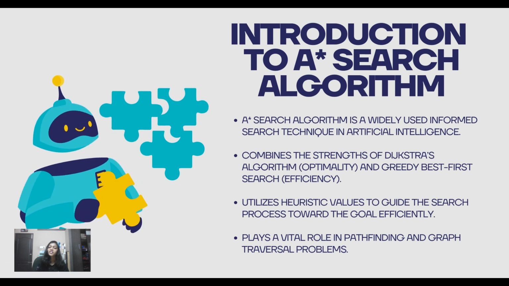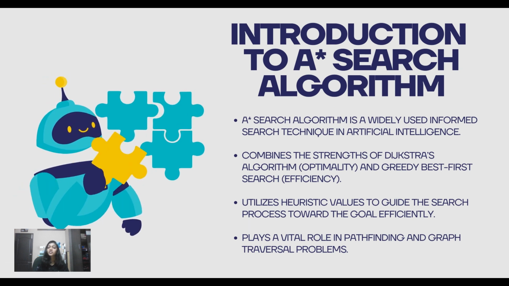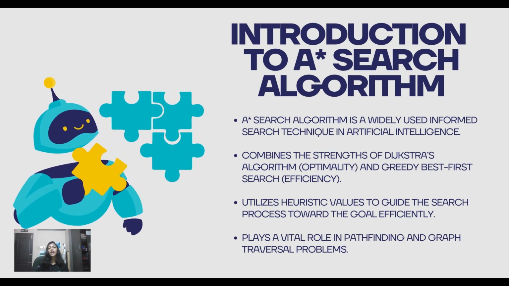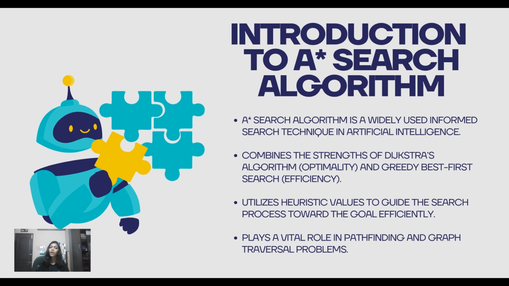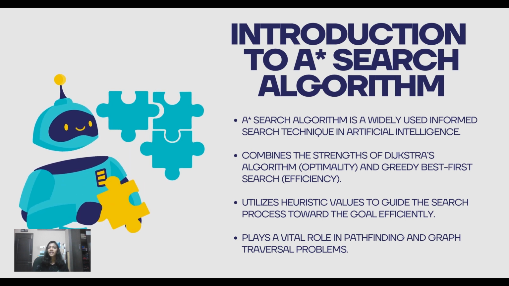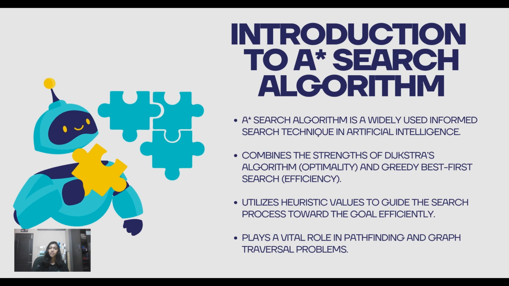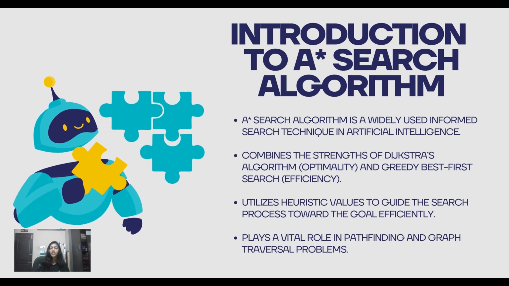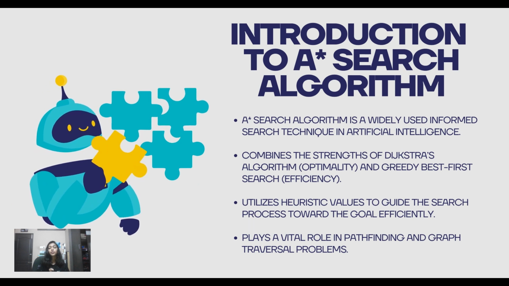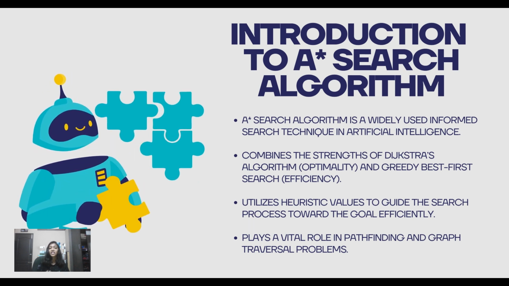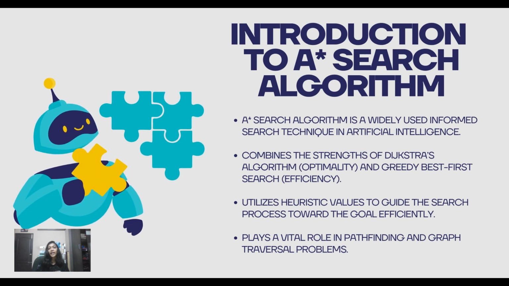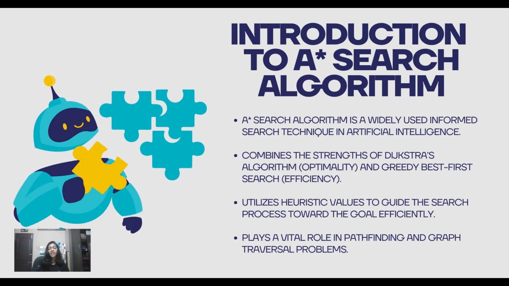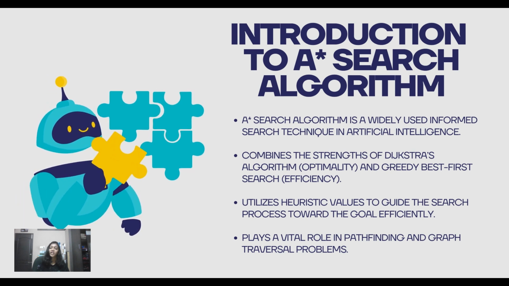So, A-star search algorithm is a widely used informed search technique in artificial intelligence. In artificial intelligence, there are two types of search strategies. One is the uninformed search strategy, and the other one is the informed search strategy. In uninformed search strategy, the agent has to start from the starting node and reach the goal node without using any heuristic values, which are additional information. So the agent will start exploring nodes blindly, and hence uninformed search strategies are also known as blind search strategy.